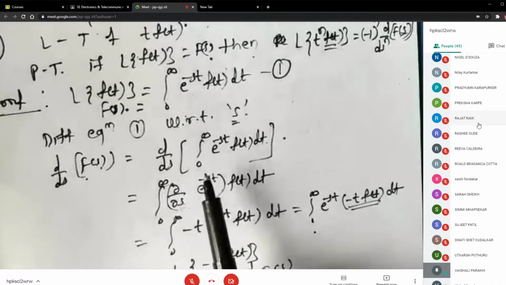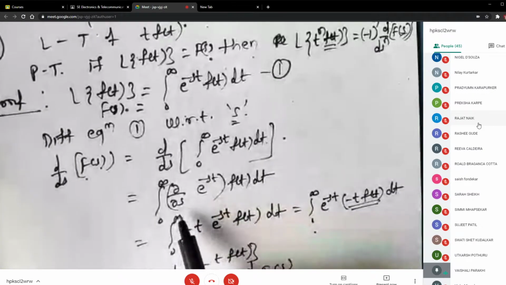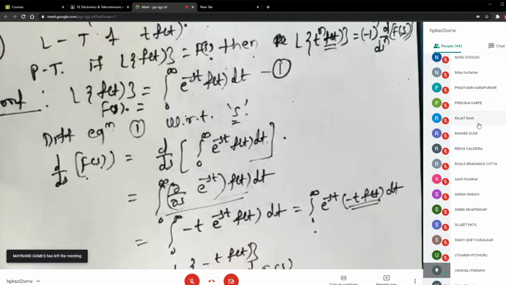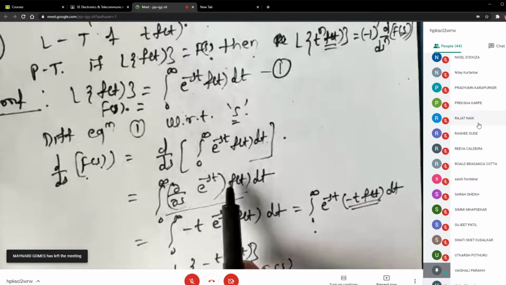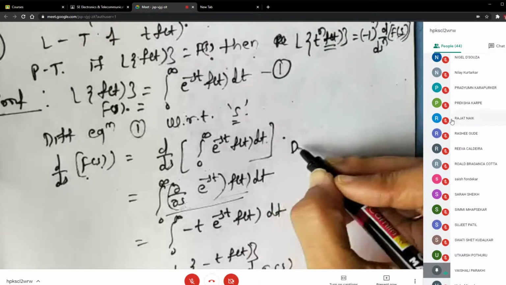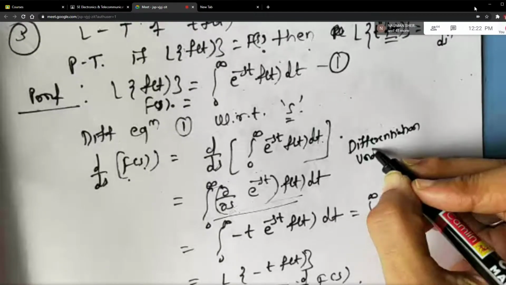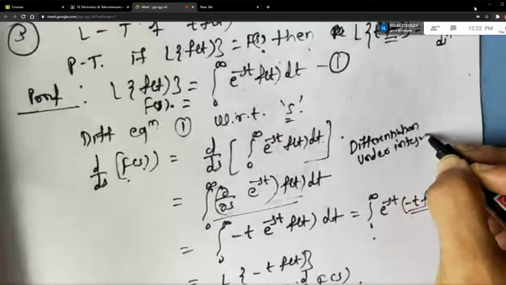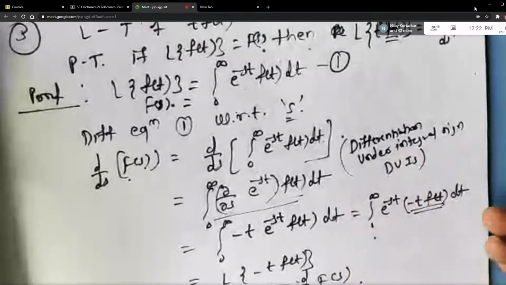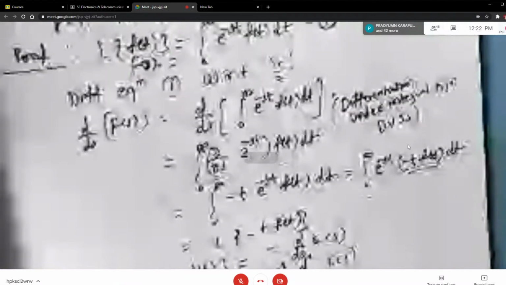So in this case, what we do is we take this ordinary derivative under the integral sign and it becomes the partial derivative, which is ∂/∂s of e raised to minus st f of t dt. This particular rule is called differentiation under integral sign, and the short form is DUIS. It means the ordinary derivative goes under the integral sign and becomes the partial derivative.